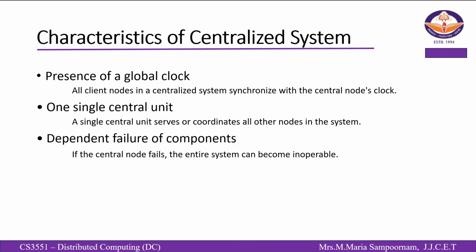The third one is dependent failure of components. That is, if the main server crashes, the whole system stops. For example, if electricity fails during an online exam, the exam can't continue.